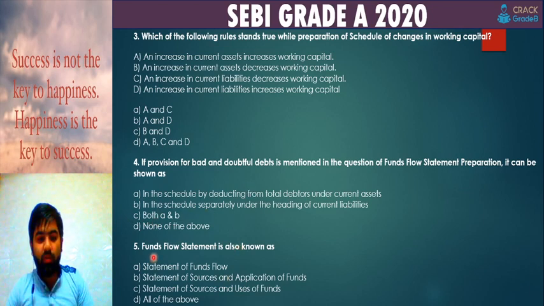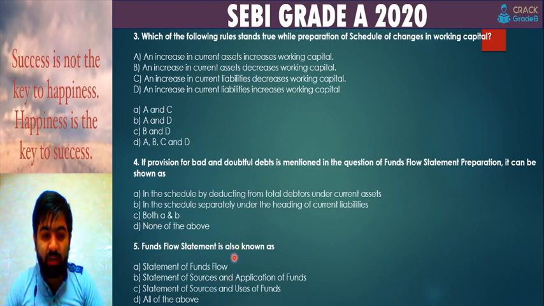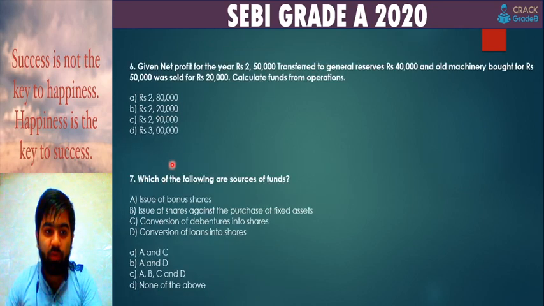Now coming to the fifth question: fund flow statement is also known as statement of fund flow, right? Statement of sources and application of funds. Yes, we saw that there are sources on the left side and application on the right side. Then statement of sources and uses of funds. Application means uses only, so sources and uses of funds. So all of the above are correct. Moving to the next question, this is a numerical.